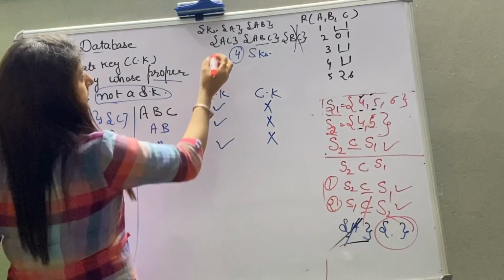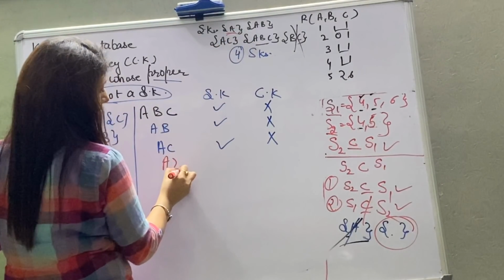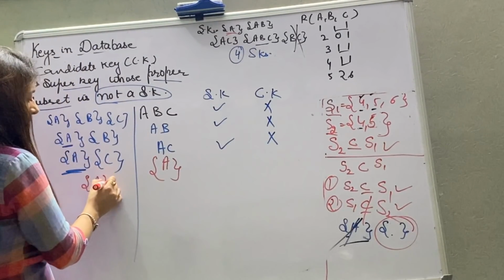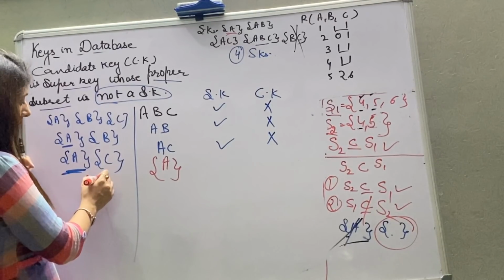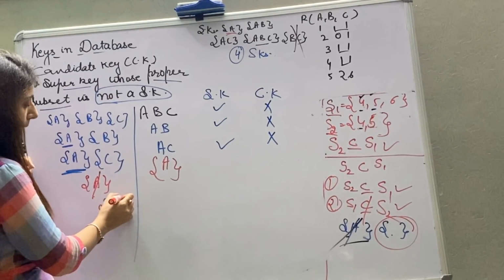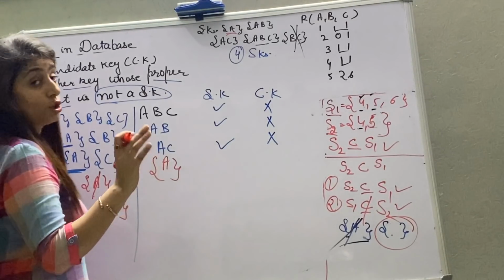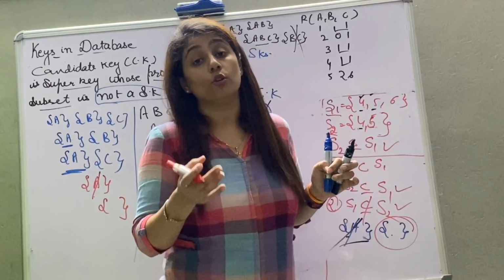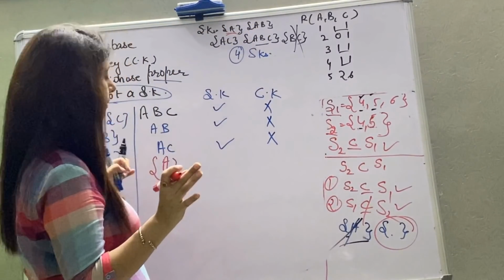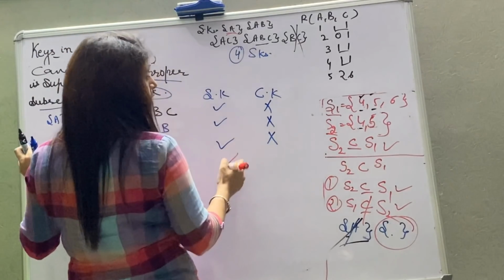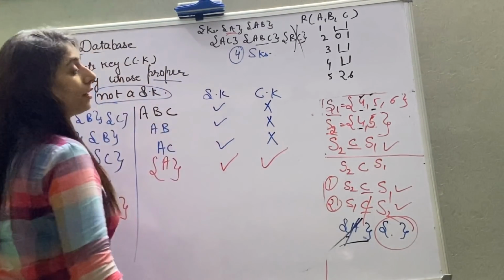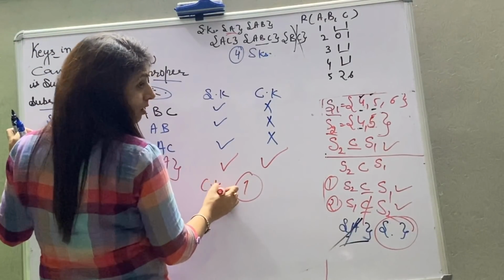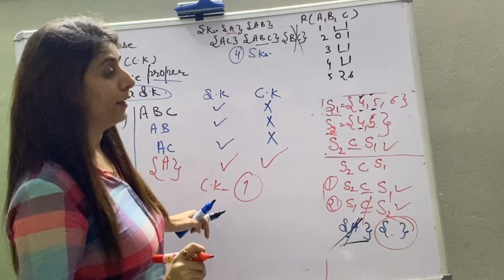So in the end we are left with A. Now what is happening here? If we remove A from its proper subset, it becomes an empty set, and an empty set of attributes cannot be the super key. So this is the super key and this is also the candidate key. In this relation we got only one candidate key.